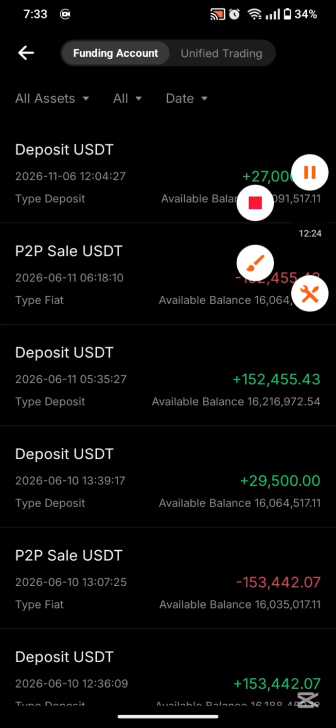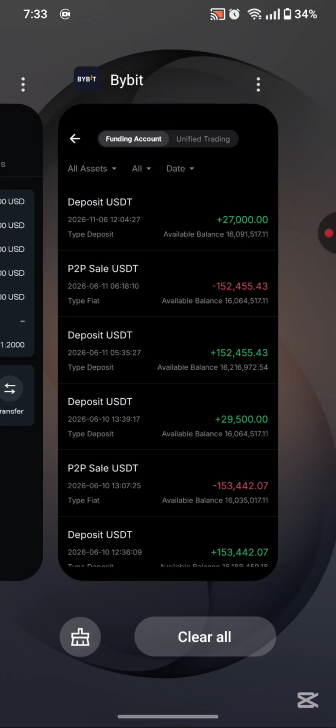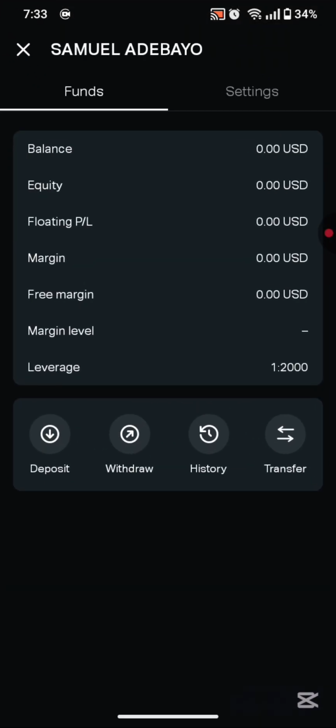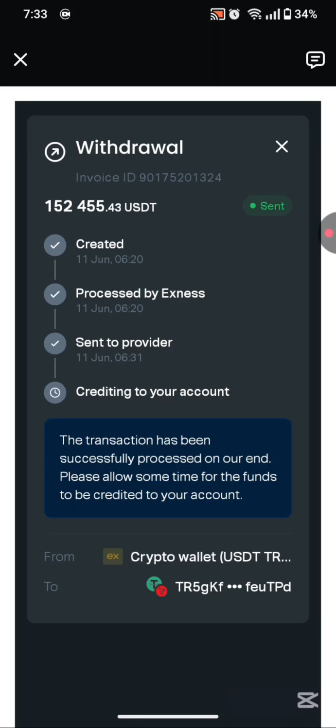Okay, so I deposited a total of 152,455.43 USDT, and this deposit came in at 6:35 a.m. this morning. Remember that my time is actually an hour slower. That's why I usually add an hour, because whenever I use the app, it's usually an hour slower. Let me show you my history so we can compare and contrast. That is to show you that we are fully open, so you don't think anything is done behind the curtains.